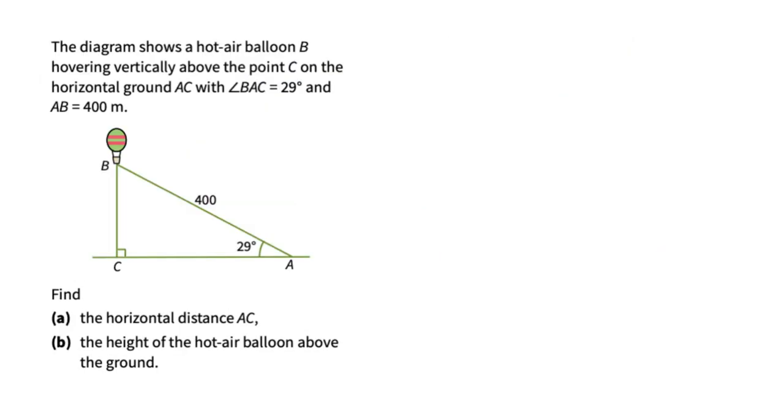Hello everyone, welcome to this question where we are given a hot air balloon. In this hot air balloon, which is hovering vertically above point C, that is why there is a right angle triangle down there. We are also given angle BAC as well as length AB. Find the horizontal distance AC. And with that, we could actually tap on our knowledge of trigonometric ratio, yeah, Toa Cah Soh.